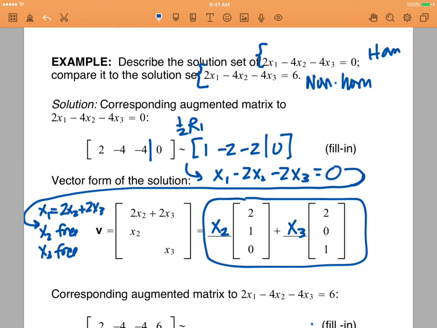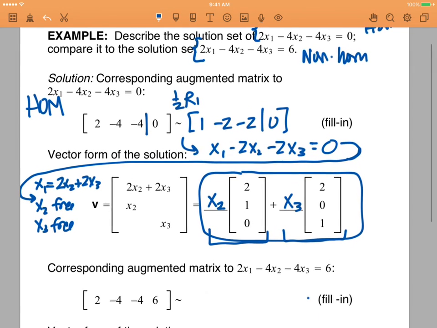But hang on, it's got two terms. So this is, once again, we're in the homogeneous case. And I thought the homogeneous case only had one term. It can have more than one term, but they're always going to be multiplied by a free variable. So this first part is all multiplied by x2. The second part is multiplied by x3. That's okay. What it doesn't have is a term that's just a constant vector by itself without a variable in front. So that's the homogeneous.